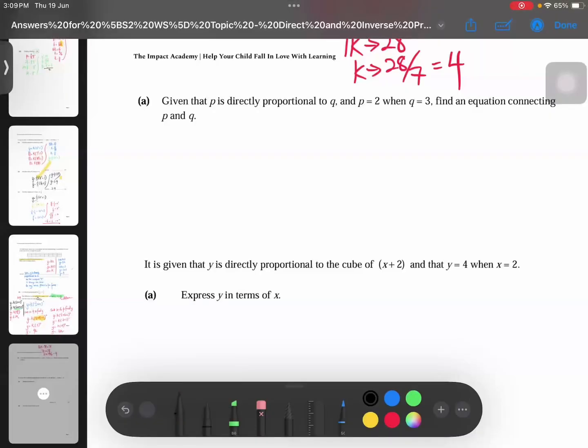Now, in the next question, it says that P is directly proportional to Q, so P equals kQ. Can you understand? All right, when P equals 2, Q equals 3. How are you going to do this? P is directly proportional to Q, that's the first thing I'm going to write. So P equals 2 when Q equals 3. They are hinting you to go and find what? k, right? Because k is the only unknown.